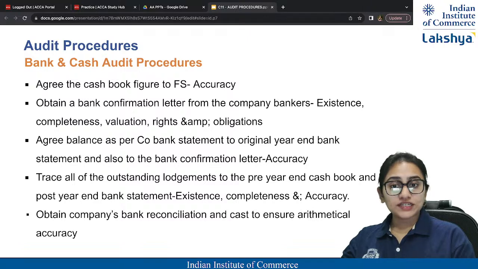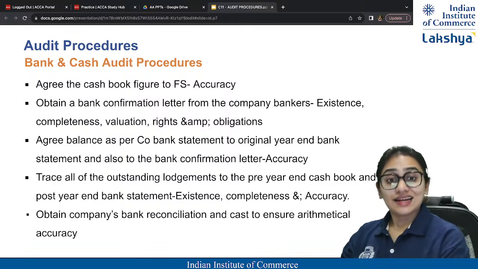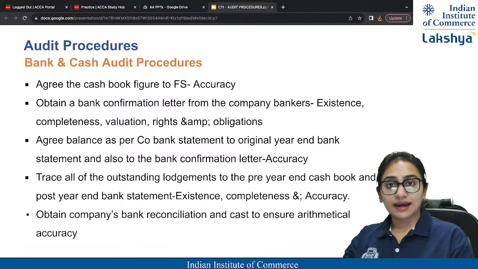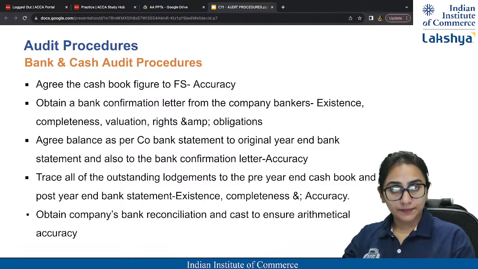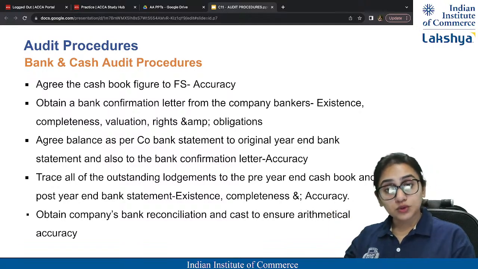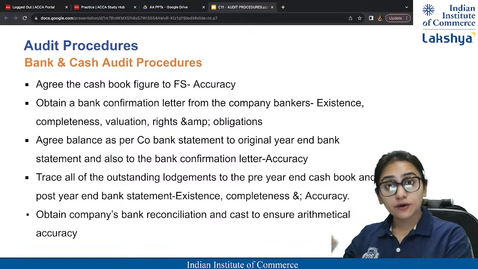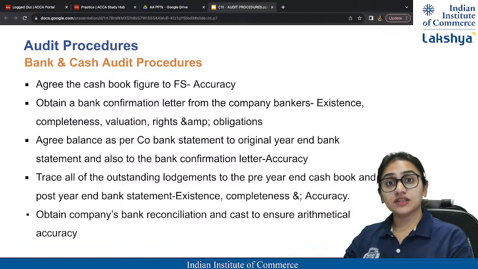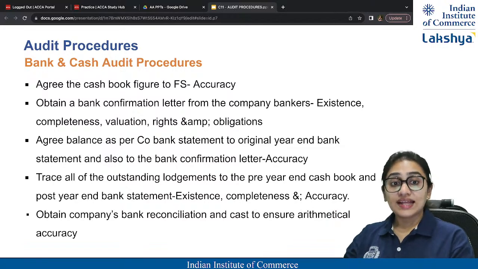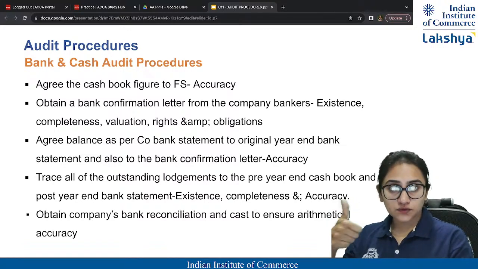Second, obtain a bank confirmation letter from the company's bankers. For what? That means the company is there and their bankers is, for example, XYZ Bank. The company is saying I have taken a loan from XYZ Bank. But I will not trust it. As an auditor, I need to maintain professional skepticism. So I will go to the banker and I will obtain a bank confirmation letter confirming that the bank has really given the loan to the company. And this will give me an idea of the existence of the loan.